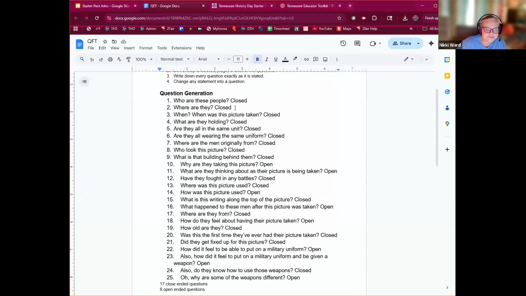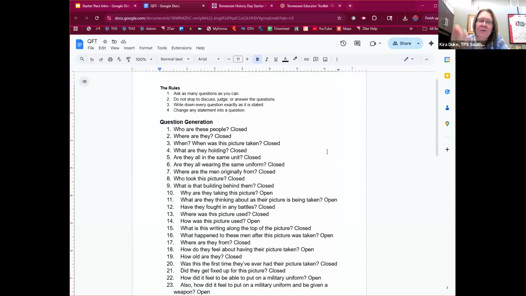So for our open-ended questions, for example question 14, how was this picture used? We talked about propaganda. What types of information are we going to get as we try to answer that question? Is that going to be more about needing to build an argument? Yeah, and find some sources to support that argument, and really dig into other primary sources to help answer that question.